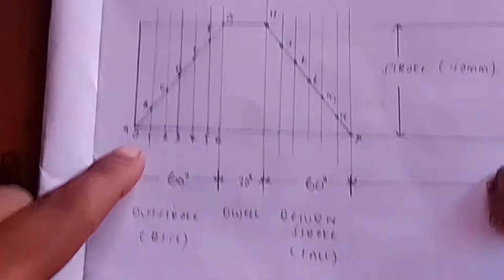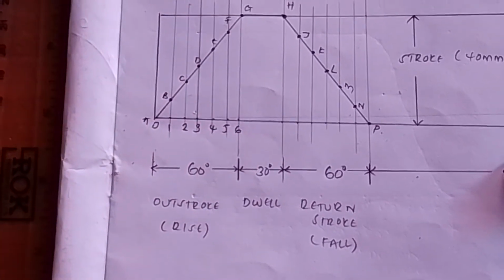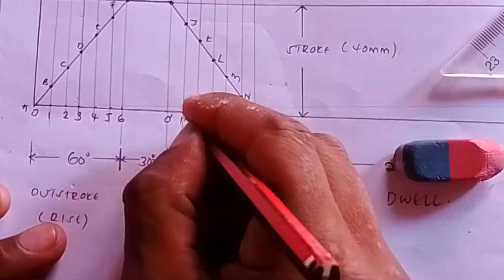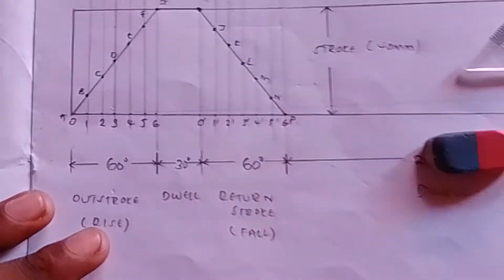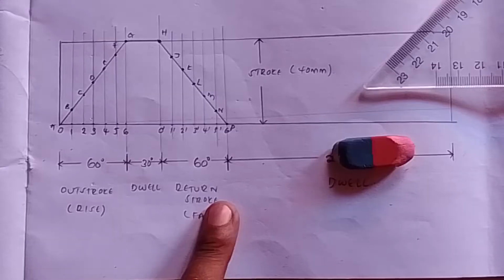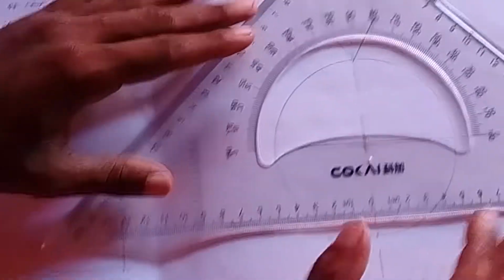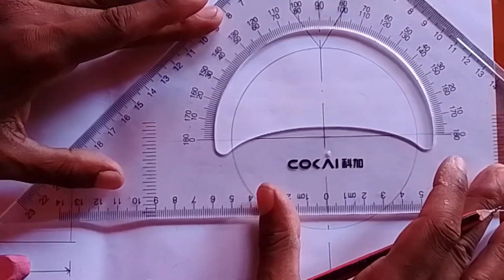And we'll even have to divide it. You see, as we have divided these parts here, like this, we'll also divide in our cam profile. Sorry, here I did not name. This is 0 prime, 1 prime, 2 prime, 3 prime, 4 prime, 5 prime, and 6 prime. We will again divide the outstroke and divide again the return stroke on this part using this protractor. So follow very keenly.